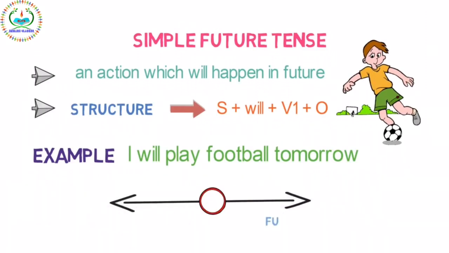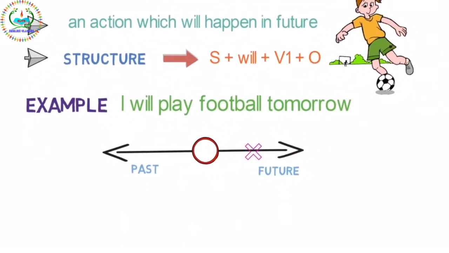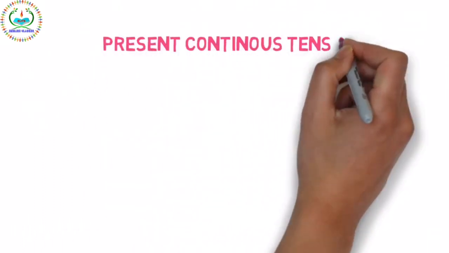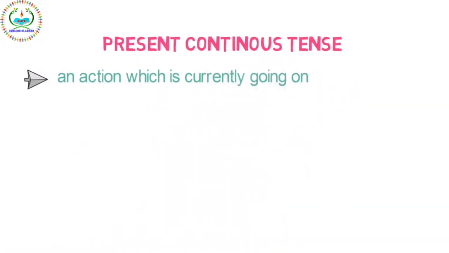So, in the timeline, it will be somewhere here on the right side, denoting that the action will happen in the future. Let's look into all the continuous tenses. Present continuous tense. It refers to an action which is currently going on.